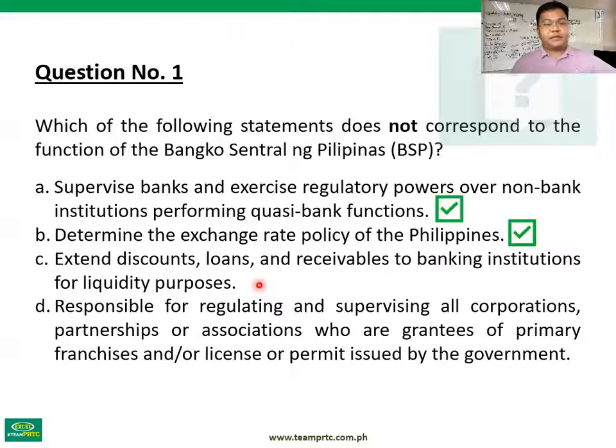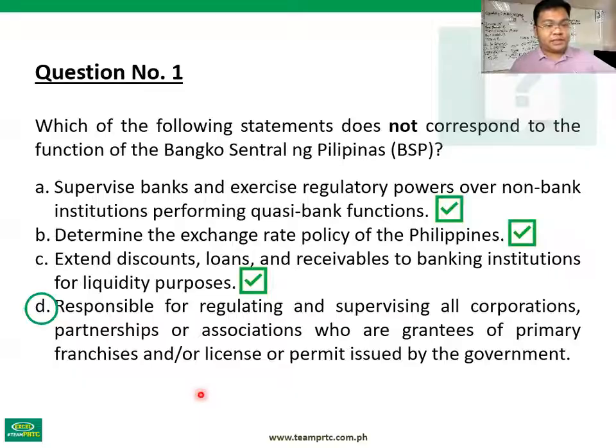Letter C, BSP extends discounts, loans, and receivables to banking institutions for liquidity purposes. So letter C is still correct about BSP. In fact, this is part of their regulatory powers over banking institutions in the country. So therefore, our answer is letter D, which does not correspond to BSP.